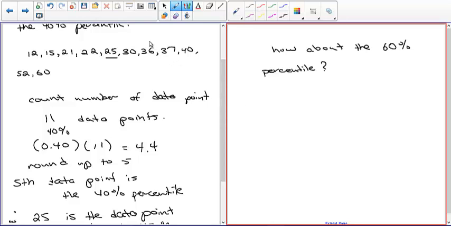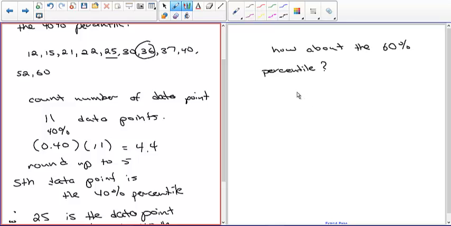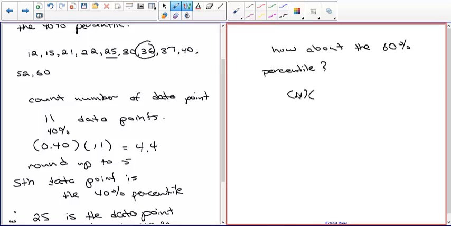36. So it is what we thought it would be. Because what you do is you take 11 data points times 0.6, which would be 6.6, and you round that up to the 7th. So it's the 7th data point, and if you count 1, 2, 3, 4, 5, 6, 7, that's 36. Okay, so that's pretty easy.